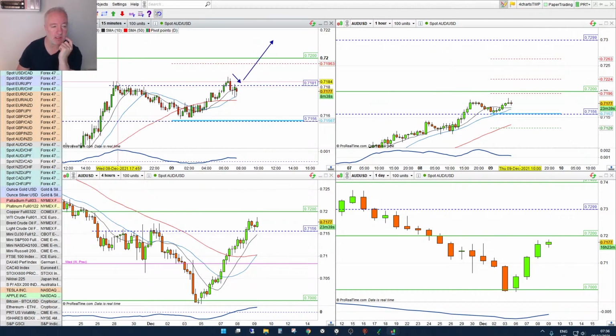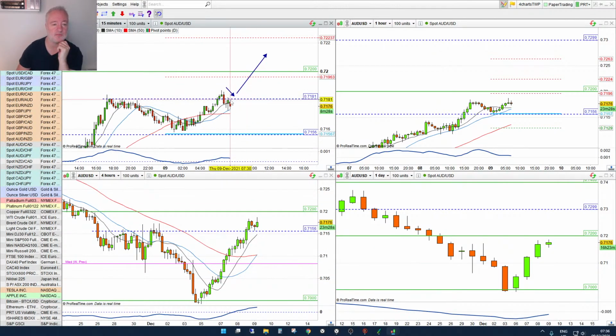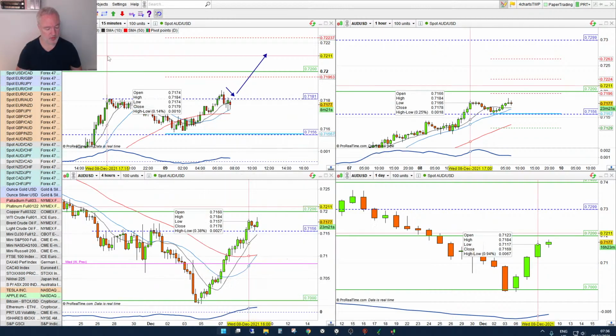I just want to see it really get past this point and start to carry on up. 7,200 is relatively close, and that is a significant level. So also some caution on that, potentially a much lower time frame trade.